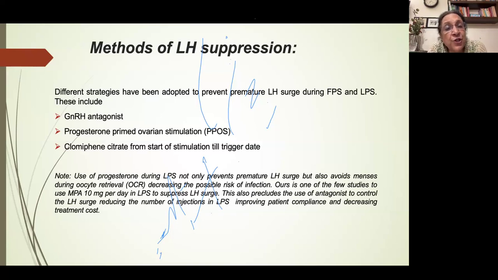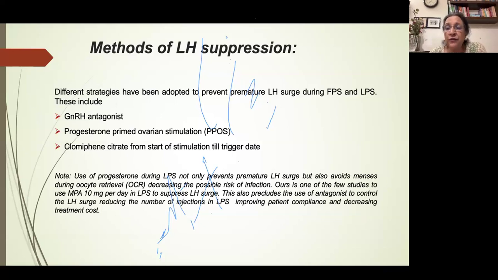So, you understand that progesterone primed ovarian stimulation is a very good strategy. And if we use it during LPS, it not only prevents premature LH surge, but also avoids the happening of menses before or during oocyte retrieval. Because if we give a GnRH agonist trigger in the follicular phase, menses may happen by the 8th, 9th, 10th day. And maybe if your patient is ready for an oocyte pickup, then she would be continuing to menstruate maybe by day 13 or 14 of the cycle, where she could still have some menstrual bleeding.